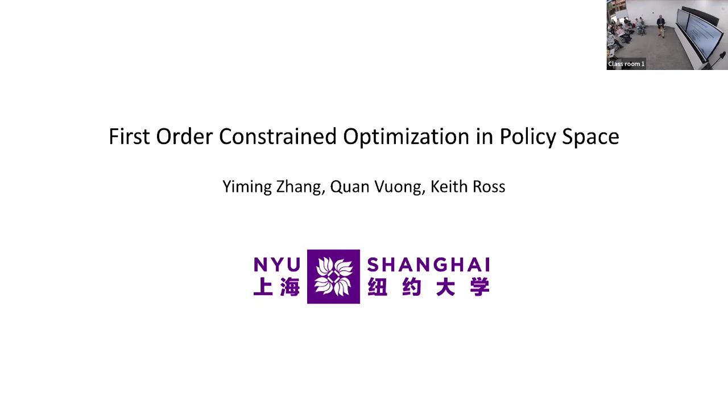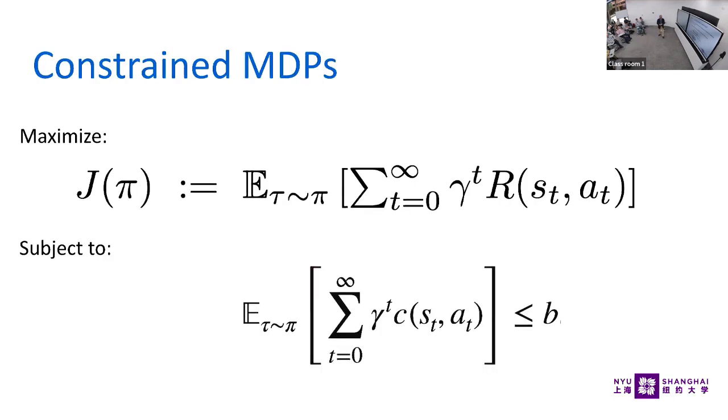Now in this problem, we're looking at what is called a constrained problem, where we want to maximize the discounted return, but we have a constraint, and here we're using discounting as well, where we have a discounted cost, and we want to make sure that the discounted cost is less than or equal to B.